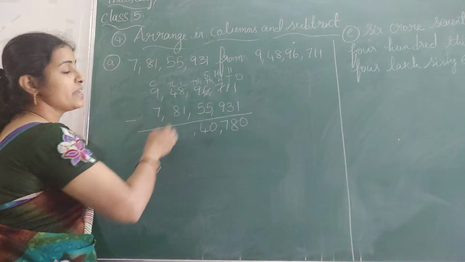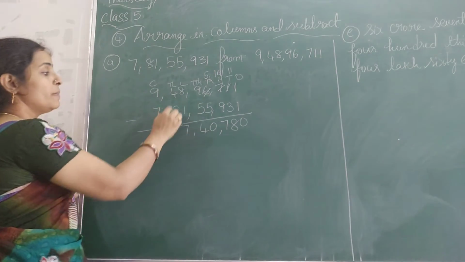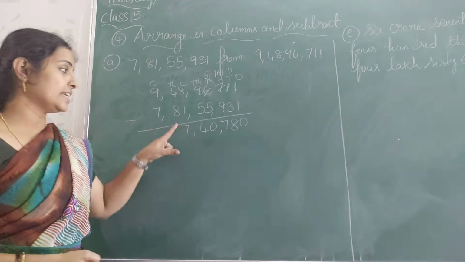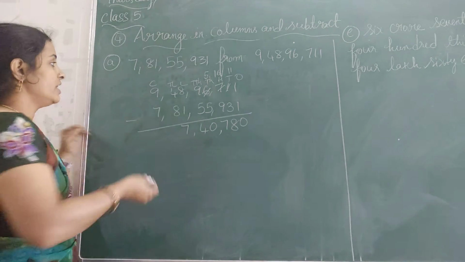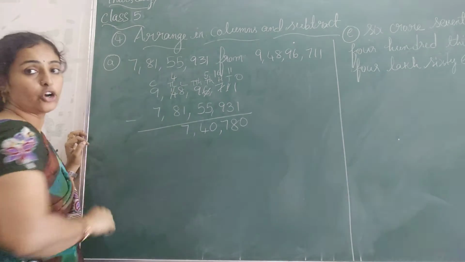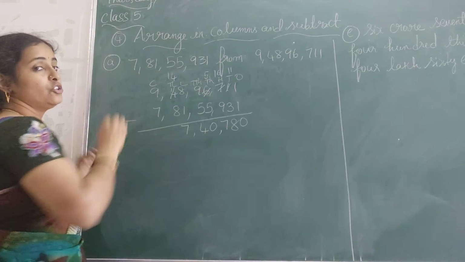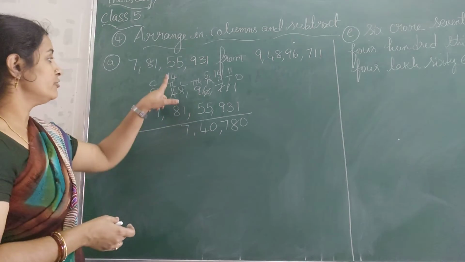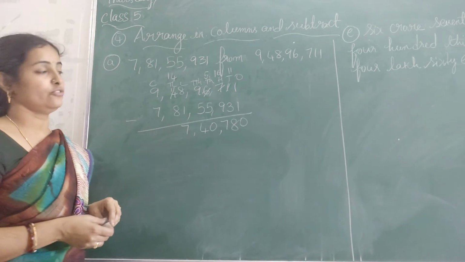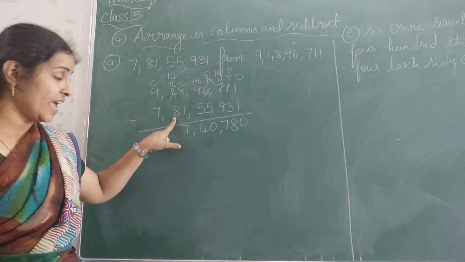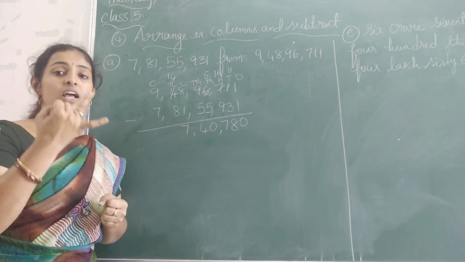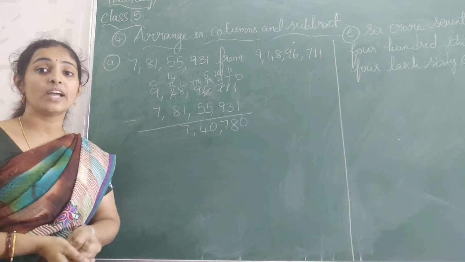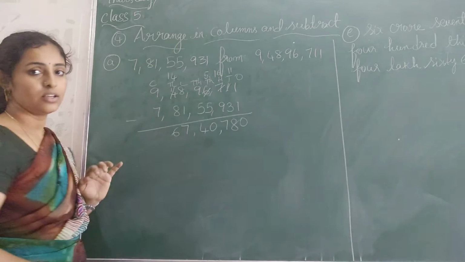Next, 9 minus 5 is 4. Come on. Next, 8 minus 1? 7. 4 minus 8 is possible? Not possible. Because 4 is smaller than 8. Right? Now, let us take a borrow from the crore place. So, what I will get? How much I need to take a borrow? That is 1. So, 1,4 will become 14. So, 14 minus 8 is how much? 8, 9, 10, 11, 12, 13, 14. That is how much? 6. So, you will get the answer 6 here.